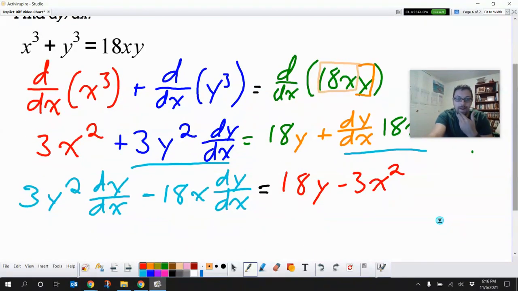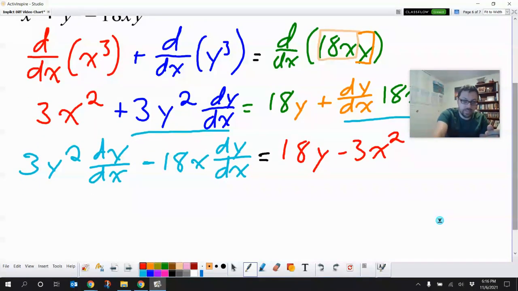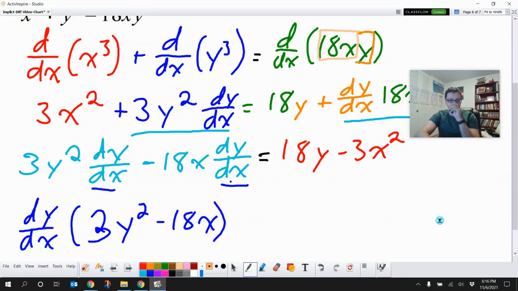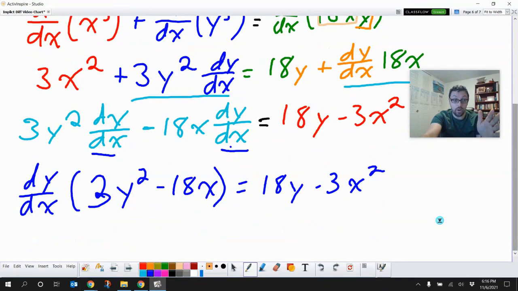Cool. All right. Now, here's why I wanted to do that. Now that they are on the same side, even though I can't put those together, they are not like terms. One of them's got a y squared and one of them's got an x. What I can do is factor out that dy/dx. I can pull it out of them because they're both being multiplied by it. So I make it dy/dx multiplied by 3y squared minus 18x. Just like that. And then on the other side, we've got 18y minus 3x squared. Nothing changed there.